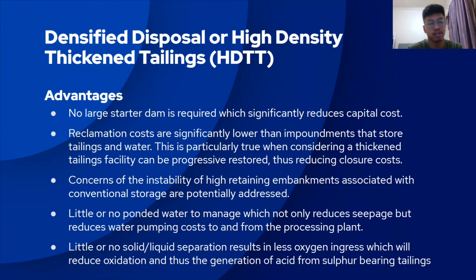The fourth one is little or no bound water to manage, which not only reduces seepage, but reduces water pumping costs to and from the processing plant. And the last one, little or no solid or liquid separation results in less oxygen ingress, which will reduce oxidation and thus the generation of acid from sulfur-bearing tailings.